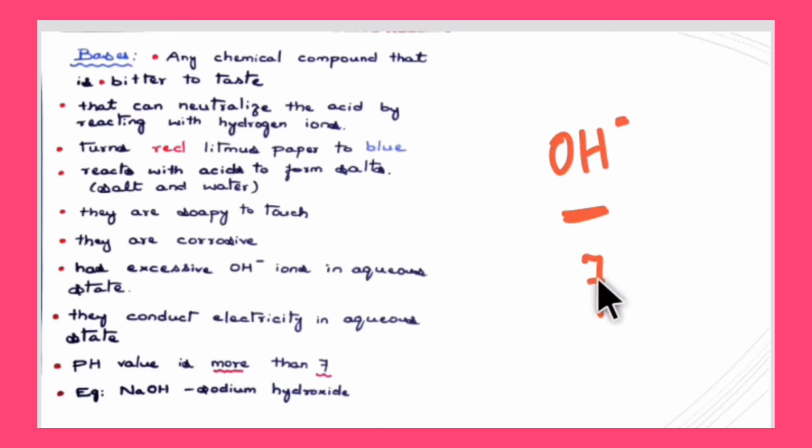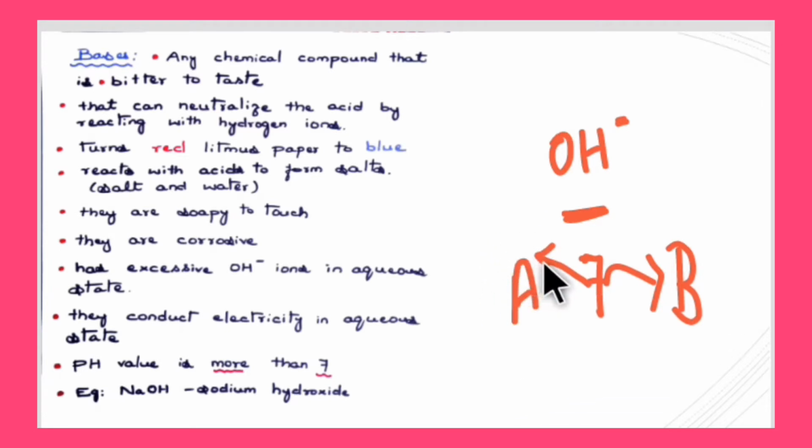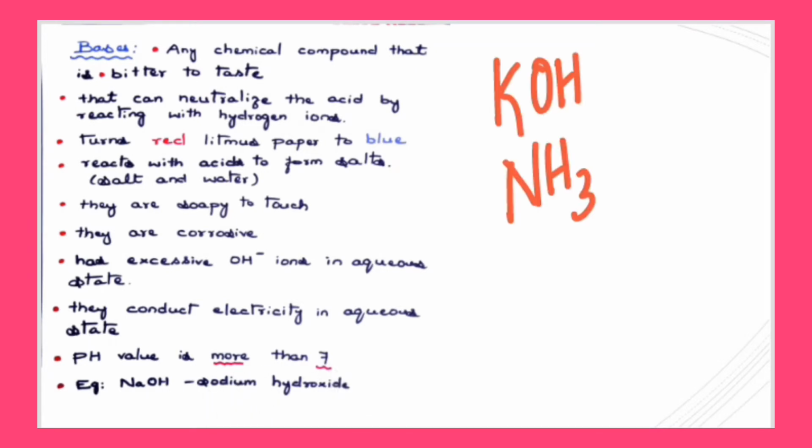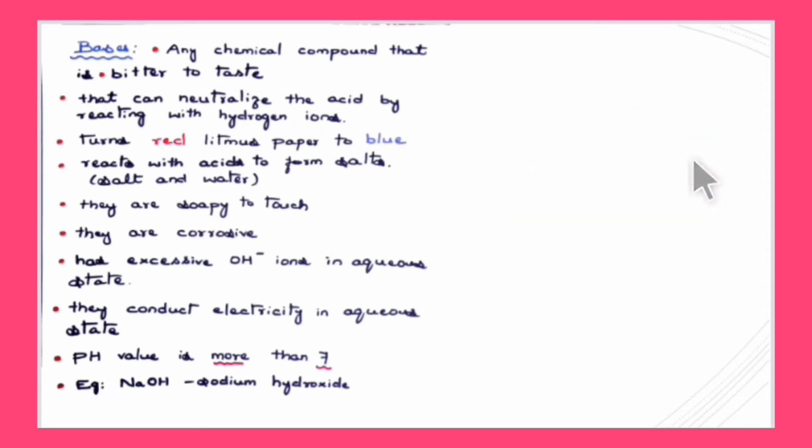pH value of bases is more than 7. If it is 7, it is neutral. If it is more than 7, these are bases. If the pH value is less than 7, those compounds are acids. Examples of bases: NaOH, sodium hydroxide, KOH, and NH3, ammonia. NaOH, sodium hydroxide, is a strong base, and NH3, ammonia, is a weak base. Later we will learn about strong bases and weak bases. So these are the general properties of bases.